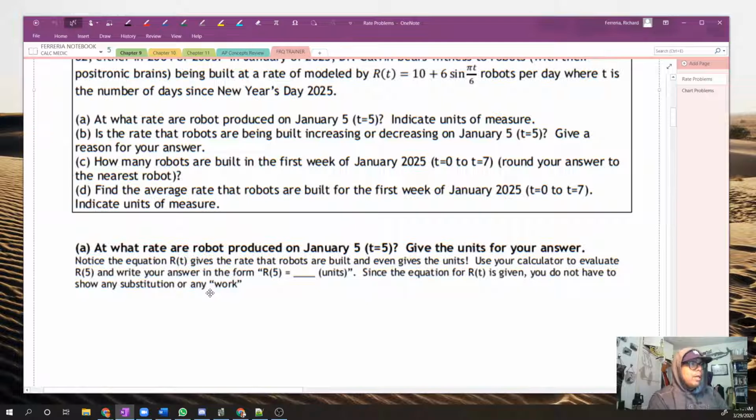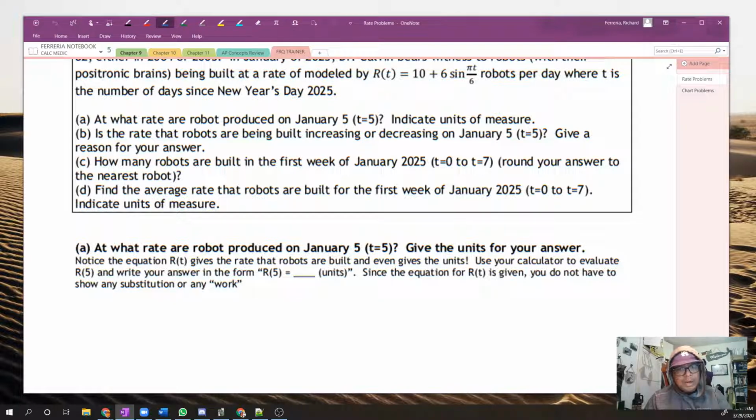At what rate are robots produced on January 5, t equals 5? You're going to read through this. Notice that R(t) gives the rate that robots are being built. So you're just going to use your calculator to evaluate R(5), and then you're going to write your answer, R(5) equals something. Since the equation of R(5) is given, you don't need to actually write anything. You just need to substitute and show your work. I would also like to add that it's probably a good idea for you to write a summarizing sentence at the end of this. So I'm going to model that for you as well.